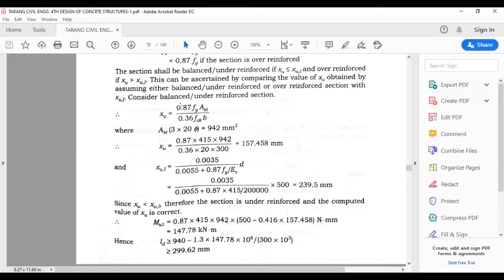Substituting the values of all the parameters in the equation of Xu. So Fy is 415, Ast is 942, fck is 20, and b is 300. So the value is 157.458 mm.